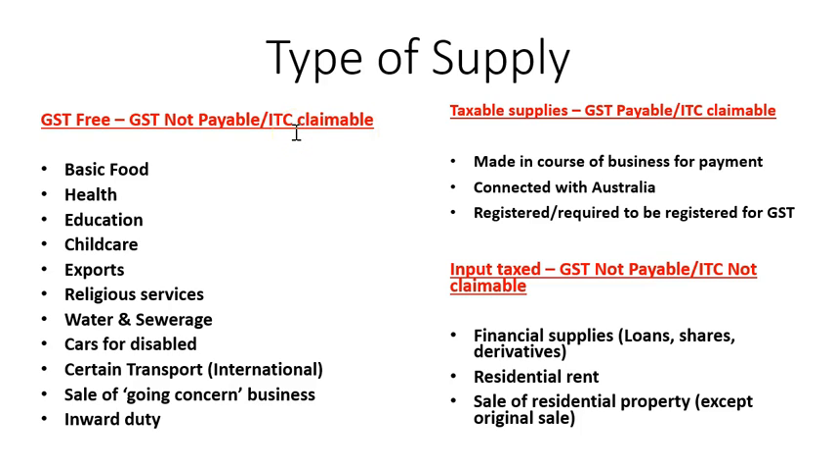Now, we'll talk about income tax credits in the next slide, so I'm just going to ignore what they mean for now. You can see here some of the examples in the GST-free category: basic food, health, education, childcare, exports, religious services, water and sewerage, cars for disabled, certain transport. International transport's an example. Sale of going concern businesses. If I sold you a business which I expect to continue running, it's exempt from GST. And inward duty. Inward duty is simply if I go buy a t-shirt while I'm in America and I bring it back, that's inward duty and that's exempt from GST.